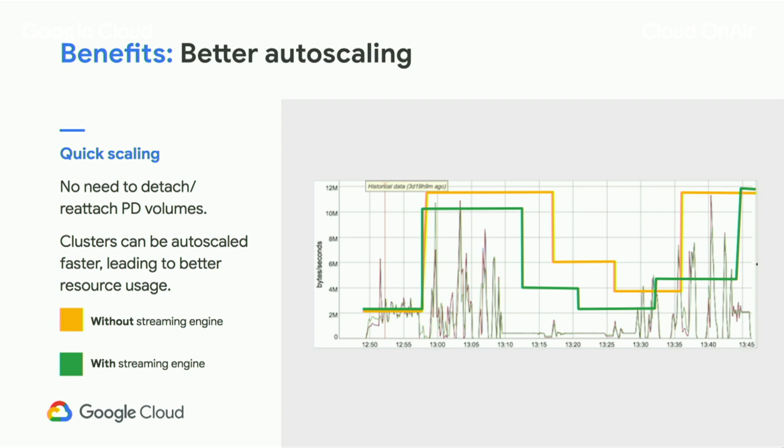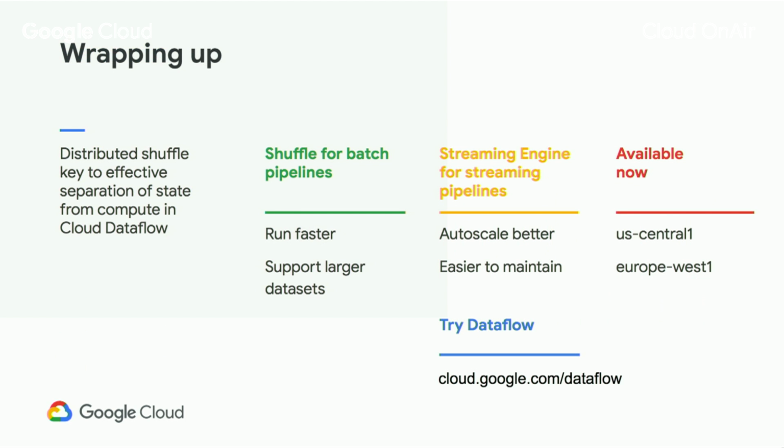So just to summarize, let me wrap up and transition to answer a few questions that some of you submitted online. The Dataflow team has learned that using a distributed shuffle was really the key component, a really architectural decision for an effective separation of state storage and compute processing. We did this in the batch pipelines. We offered this capability in streaming pipelines.